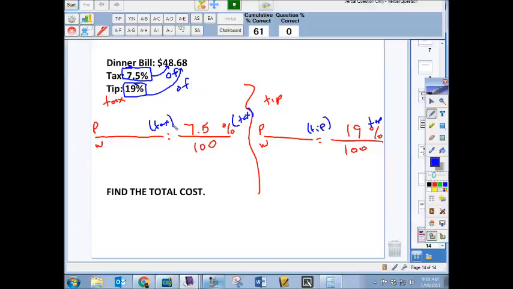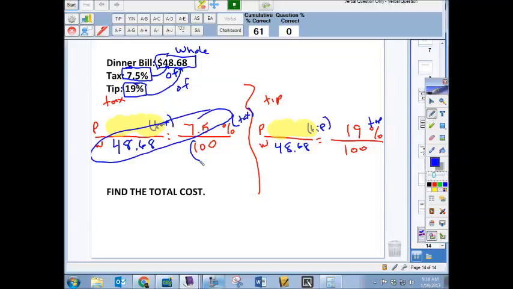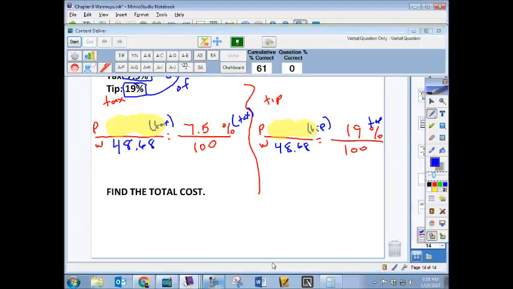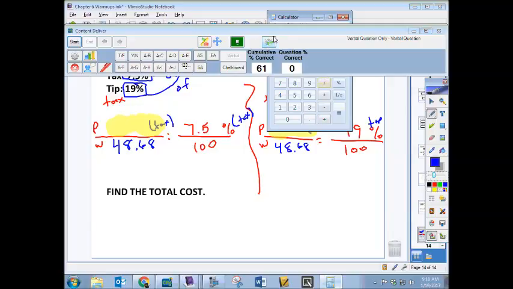So right now, is the dinner bill always going to be the part or the whole? It's always going to be the whole. Okay, so I'm going to put that on there, $48.68. Okay, and obviously we're trying to figure out the tax and tip. That's why those are blank, right? Okay, so we cross multiply and we divide. Let's figure out what that gives us. Who wants to do it for me? I'll do it on here, actually, because I want to see the rounding thing.